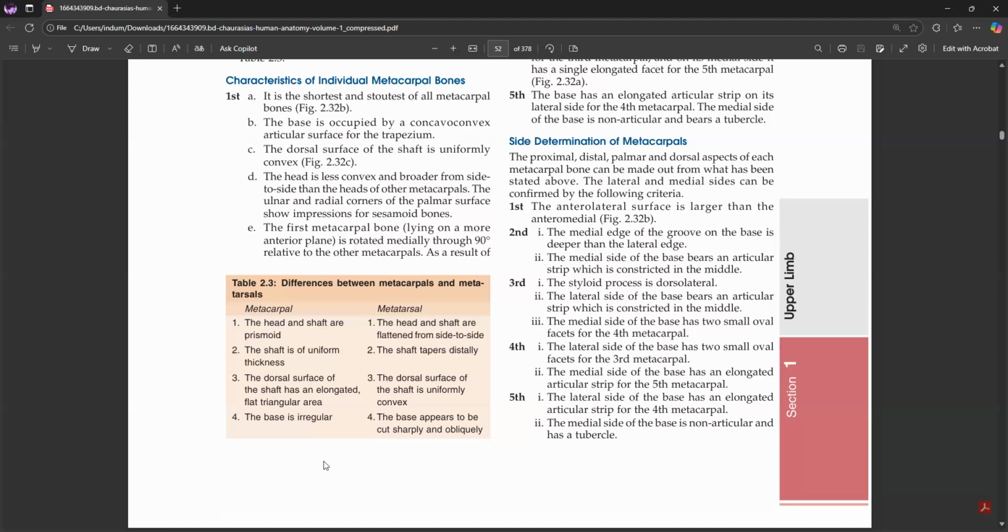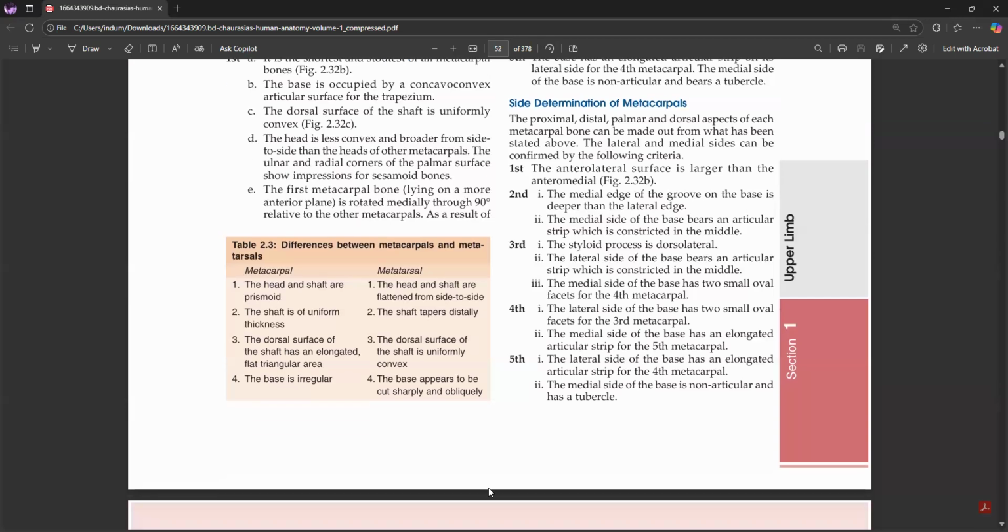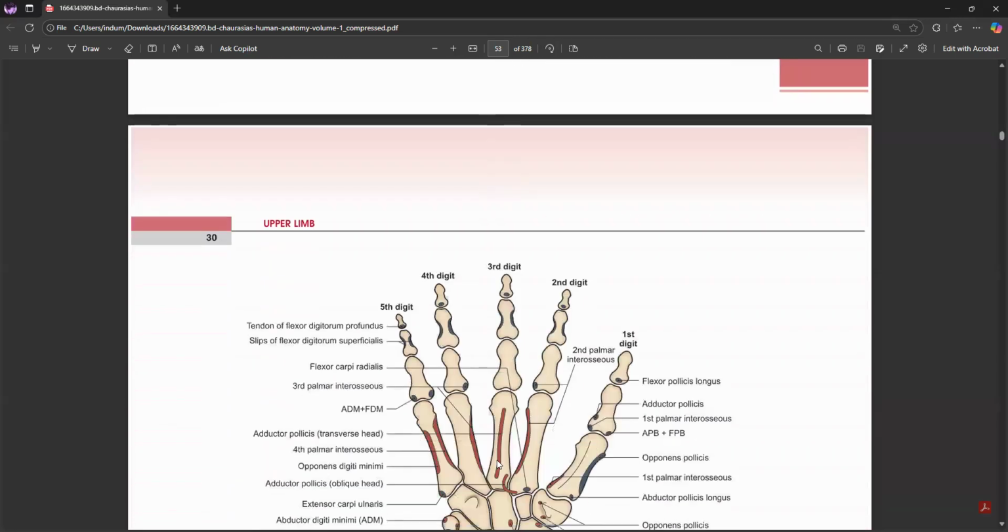Differences between metacarpals and metatarsals. In the metacarpal, the head and shaft are prismoid, whereas in the metatarsal, the head and shaft are flattened from side to side. The metacarpal shaft is of uniform thickness, while the metatarsal shaft tapers distally. In the metacarpal, the dorsal surface of the shaft has an elongated, flat, triangular area, whereas in the metatarsal, the dorsal surface of the shaft is uniformly convex. The metacarpal base is irregular, whereas the metatarsal base appears to be cut sharply and obliquely.